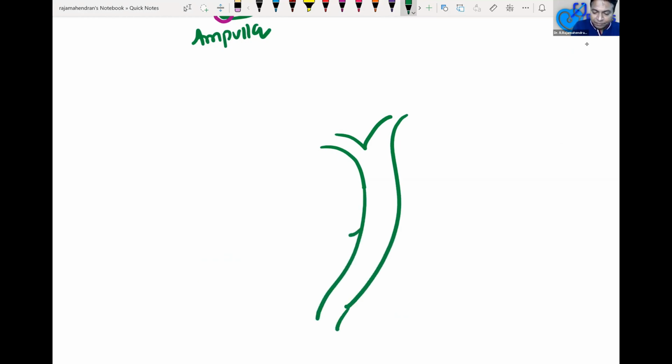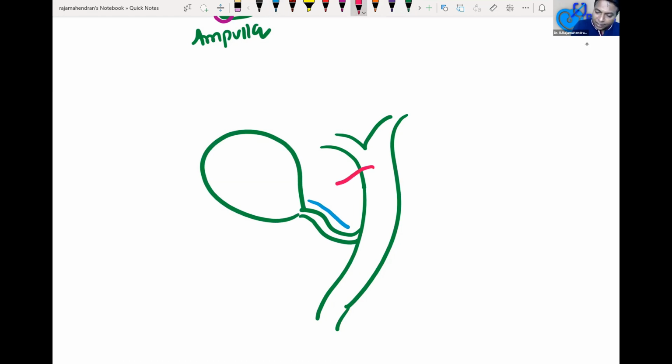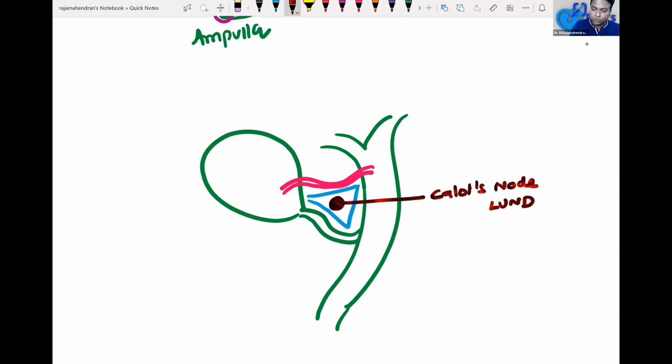Number one, the cystic duct. This anatomy should be there. The cystic duct is one boundary, the cystic artery coming to the gallbladder is another boundary, and the common hepatic duct is another boundary. So this is the anatomy I should have. In this triangle, there will be one node. I hope you know the name of the node. This node is known as Kellogg's node of Lund. So this is a node inside Kellogg's triangle.